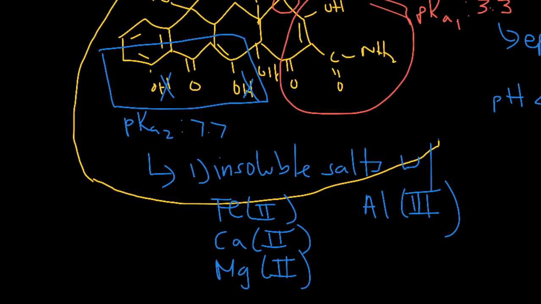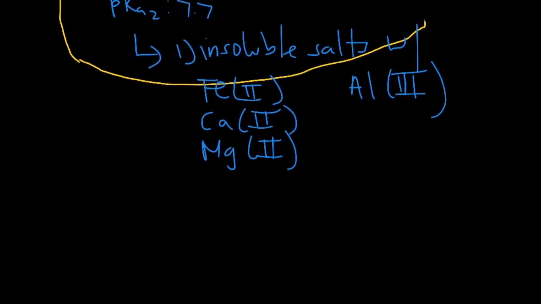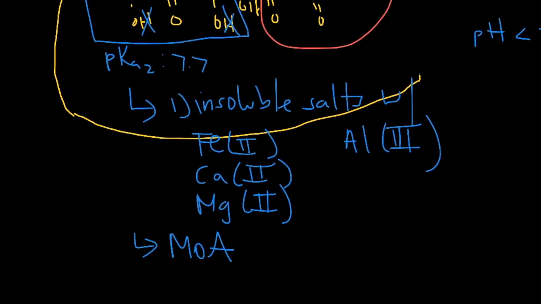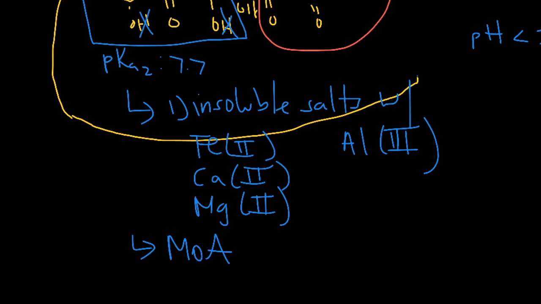And this is important because if you give your patients calcium supplements, magnesium supplements, aluminum or iron supplements, or antacids, or dairy products, you would want to avoid giving these within a few hours of each other so that you don't form these insoluble salts. Another consequence is that it works within the MOA to have the hydrogens taken off. I'll show you guys later. So taking off the hydrogens is important because it works in the mechanism of action.